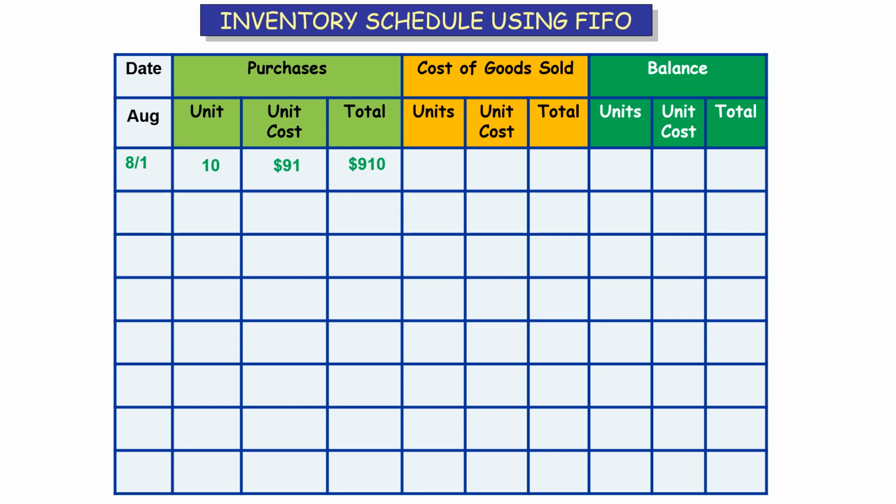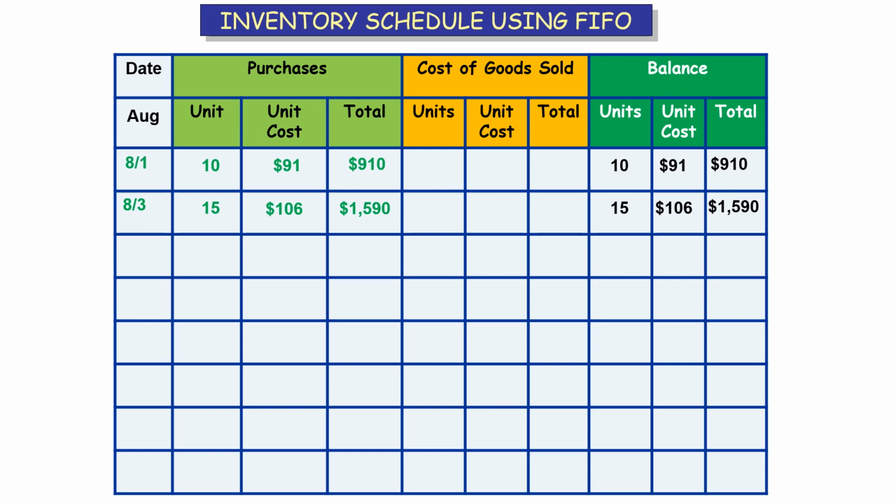So remember, whenever we fill the purchases column or the cost of goods sold column, we have to update the balance column as well. So let's move this into the balance column. So 10 at 91, 910 is moved to the balance side. On August 3rd, we bought some more. This time we bought 15 at 106, 1,590. Let's move that into the balance side as well.